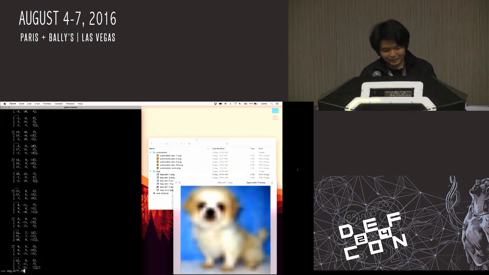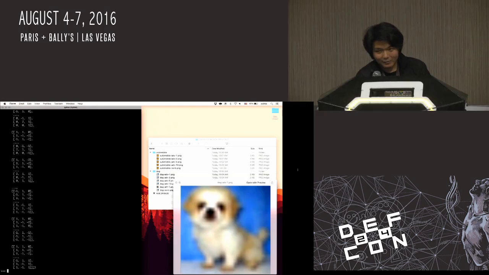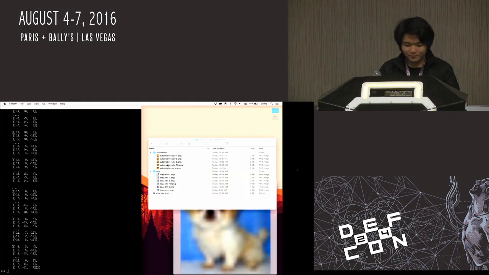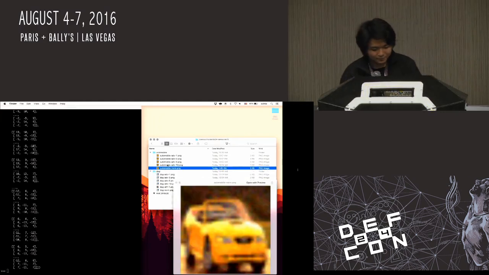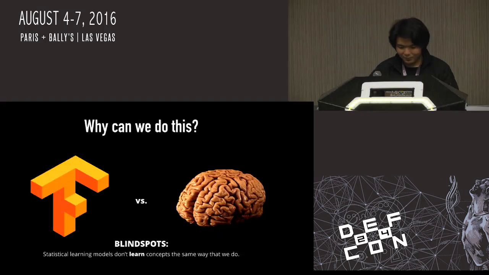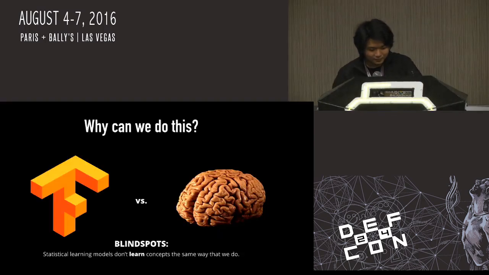Okay, so you see now that instead of having perturbations of length 1 or 2, now you have larger perturbations. And same for the automobile. So why can we do this? Basically, it's an open research problem, and not everyone in the research community agrees on why you can do this. But mainly, it's the concept of blind spots.